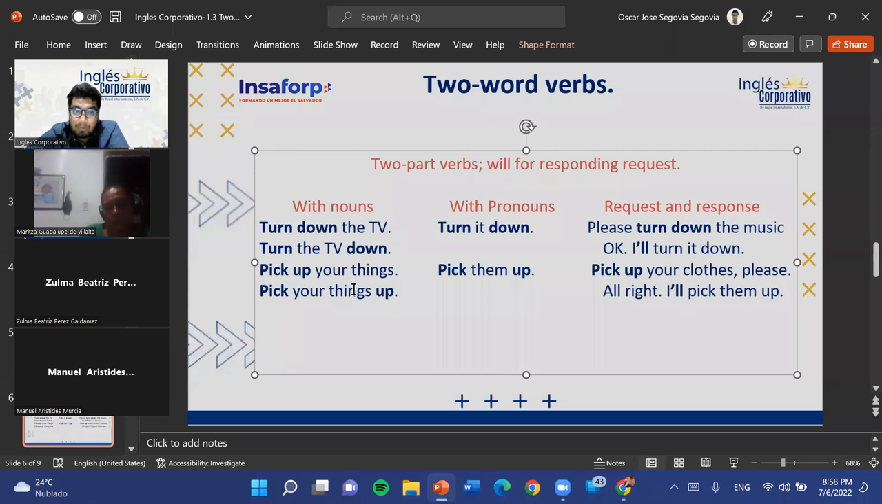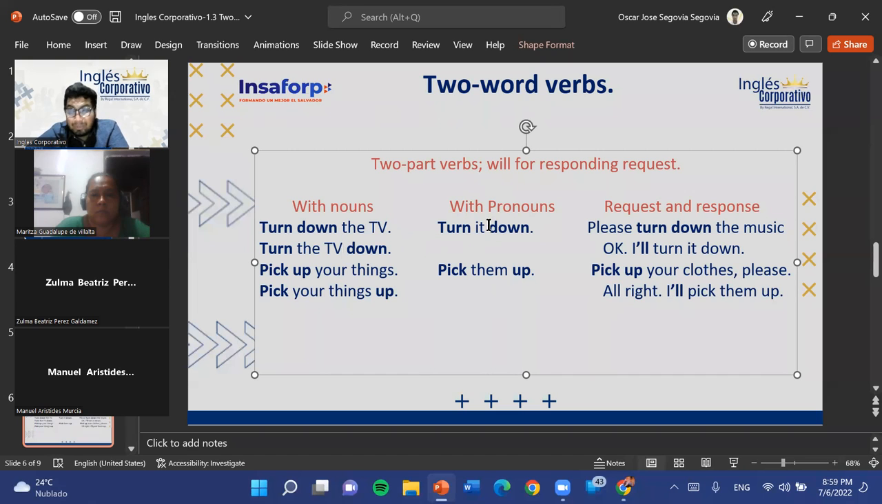Eso sucede con nouns. O sea, con los nouns ustedes lo pueden usar en cualquiera de las dos formas. You can say turn down the TV or turn the TV down. Pick up your things or pick your things up. Entonces esta sería, ¿verdad? Otro ejemplo, ¿sí? Pick up your things sería recoge tus cosas or pick your things up. Básicamente se refiere a lo mismo, recoge tus cosas. Tampoco va a haber un cambio en el significado de la frase en español. Va a seguir significando lo mismo, solo que lo que va a haber sucedido es que va a haber una separación, ¿verdad? De las dos partes que conforman este verbo fraseal.